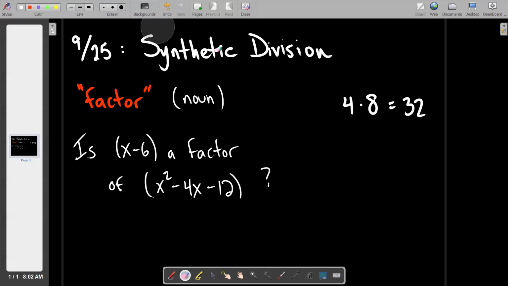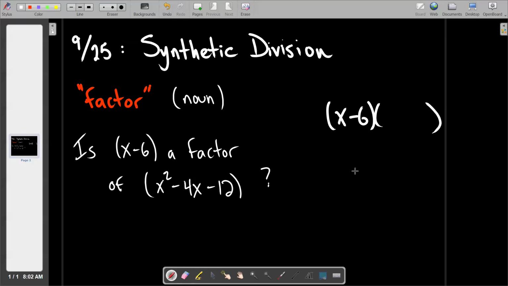Careful, you're on the right track. But the question at this point is, can I take x minus 6 and multiply it by something and have the answer be x squared minus 4x minus 12? Yes, I can. I can prove, and if I'm good at factoring, which really by the end of September you should be, I can prove to someone that if I multiply x minus 6 by x plus 2, it does work, doesn't it? That equals x squared minus 4x minus 12. So we just proved that x minus 6 is a factor of x squared minus 4x minus 12.